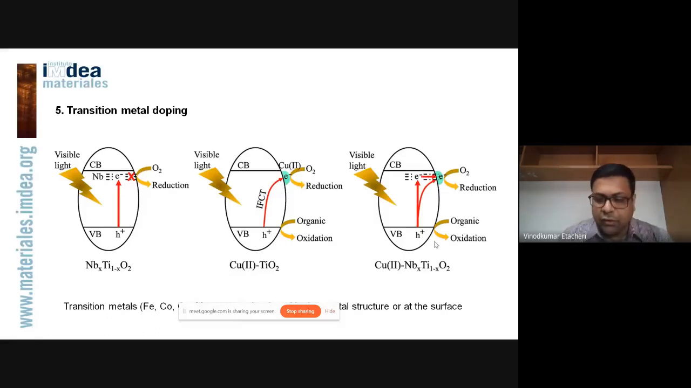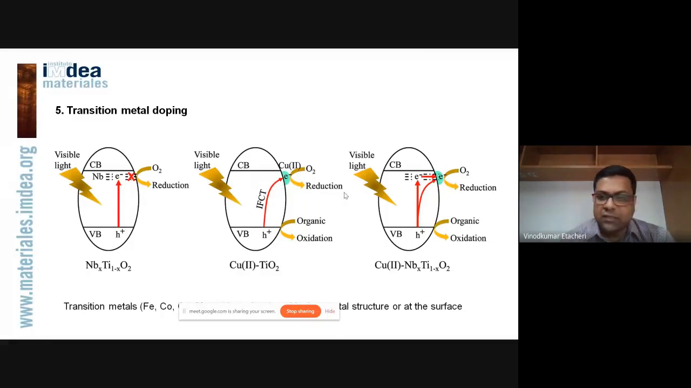But mostly this transition metal doping is not very effective. When we dope copper on titanium, it can also generate unnecessary additional energy levels that can act as recombination centers. This is one of the earliest reports on transition metal doping. Although it can absorb visible light, these kinds of catalysts are not very active compared to other types of band gap tuning.